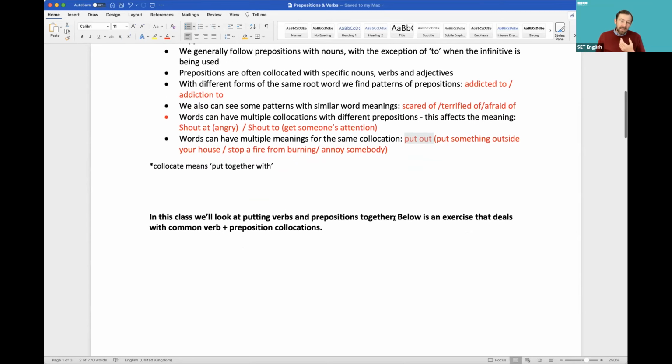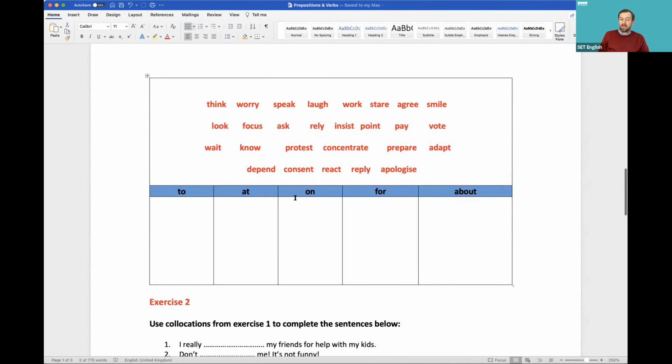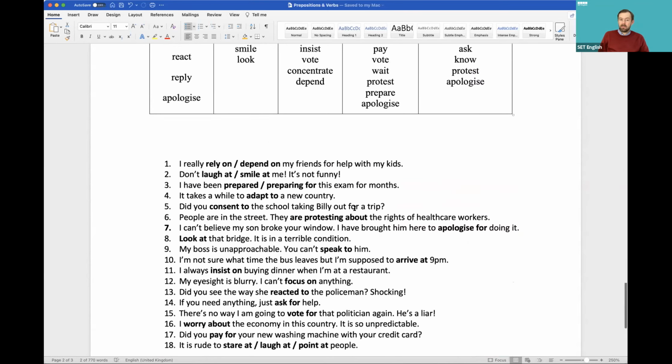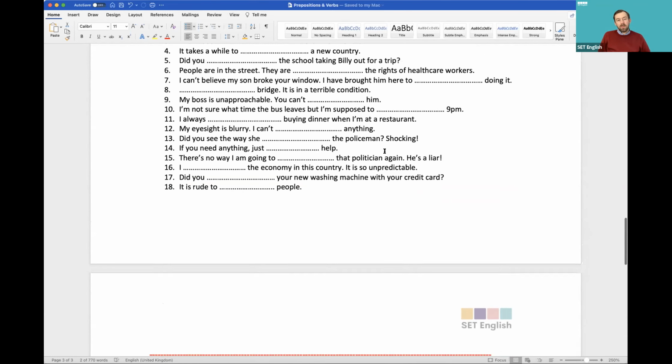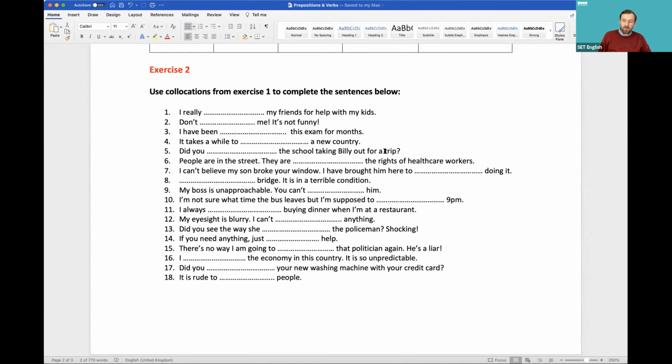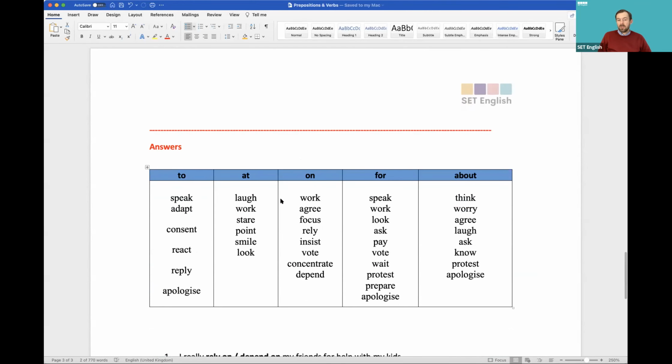So what we'll do today is some practice of what we did yesterday. If you remember, we did this. We put these words into the boxes. And then what we'll do is we'll do this. We've got 18 questions there. I want you to choose the preposition and the verb that goes with them.